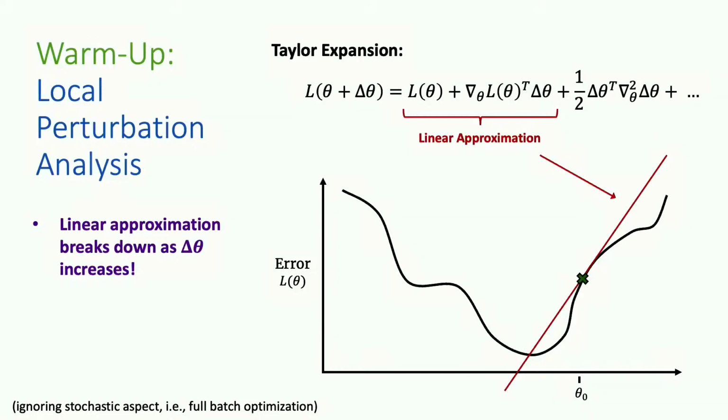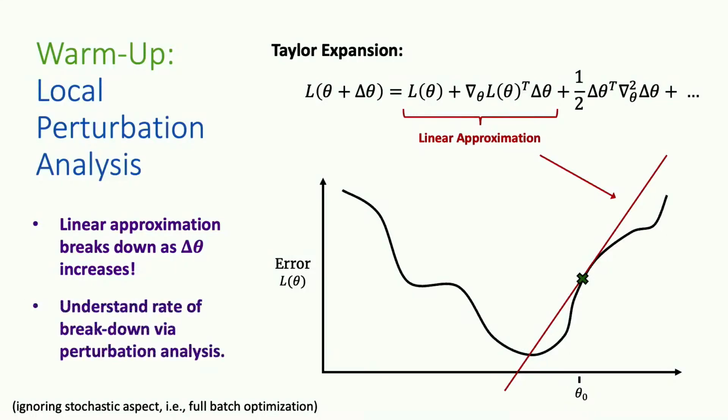And the thing that you notice if you look at this figure is that this linear approximation will break down as the size of the perturbation increases, as you go further and further away from this reference point, which I've labeled as theta naught. In a lot of perturbation analysis, the goal is to understand the rate of this breakdown.